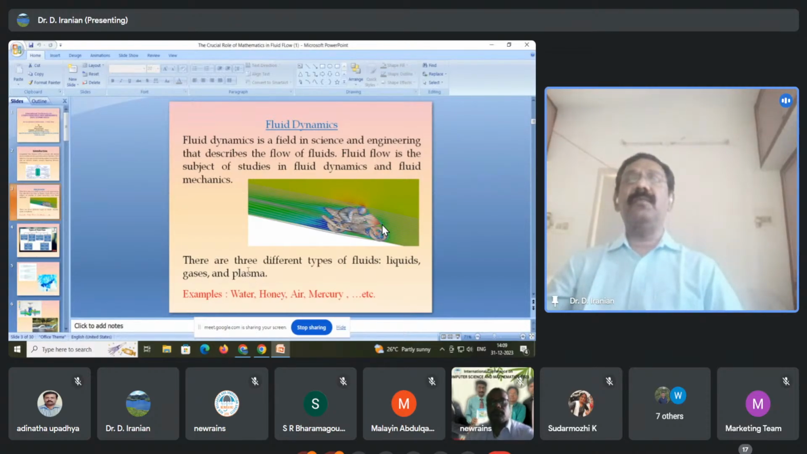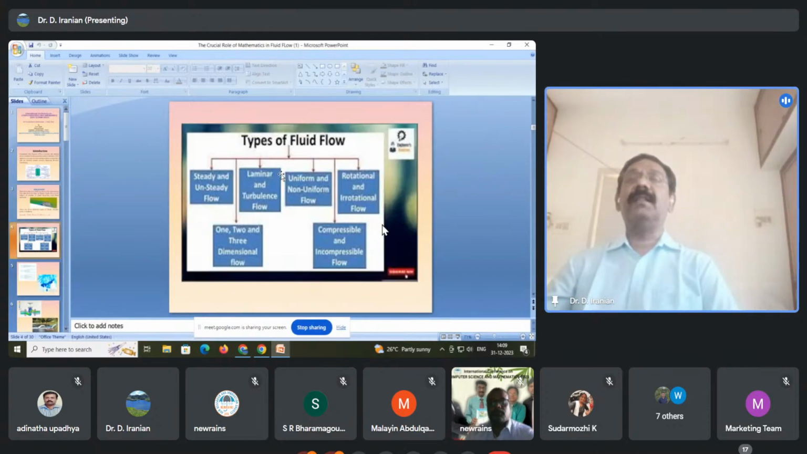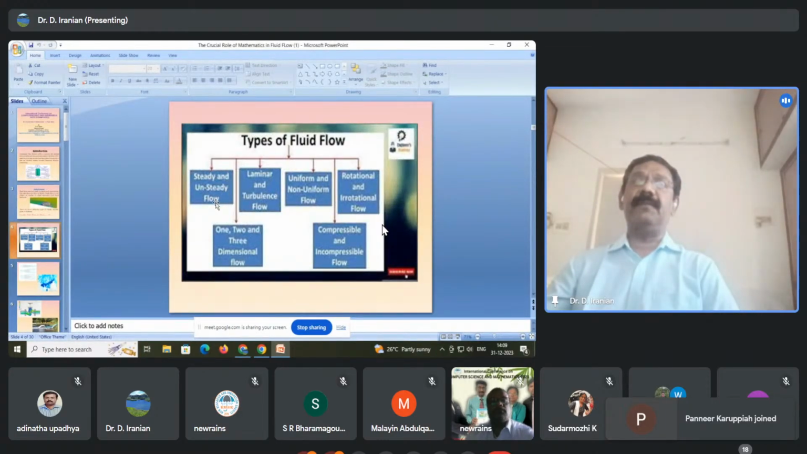Okay, so there also fluid is there. So these are all good examples for that one. Next one, these are all some types of fluid flow: steady flow and unsteady flow. There are some pairs of flows. It is given here: steady flow and unsteady flow. So, what is steady? What is unsteady?